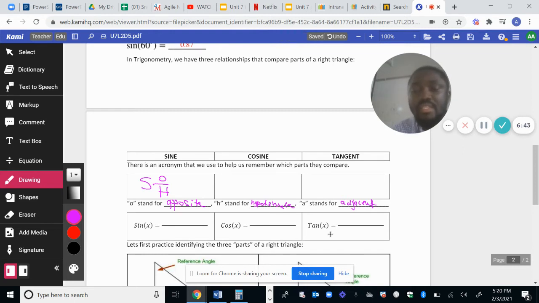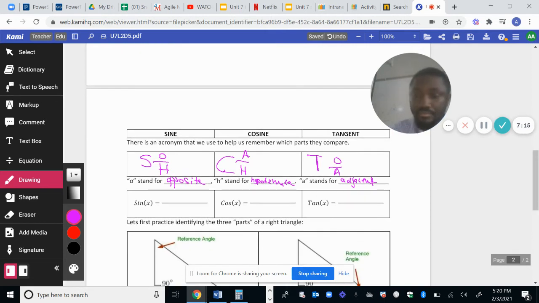So here, sine is S over H, cosine is C A over H, and tan is T O over A. Some people call it SOHCAHTOA. That is, sine is opposite over hypotenuse, cosine is adjacent over hypotenuse, and tangent is opposite over adjacent. So sine is going to be opposite over hypotenuse, cosine is going to be adjacent over hypotenuse, and tan is going to be opposite over adjacent.